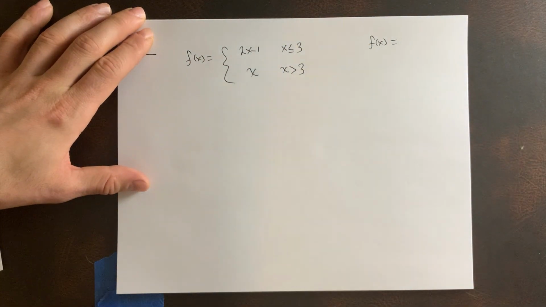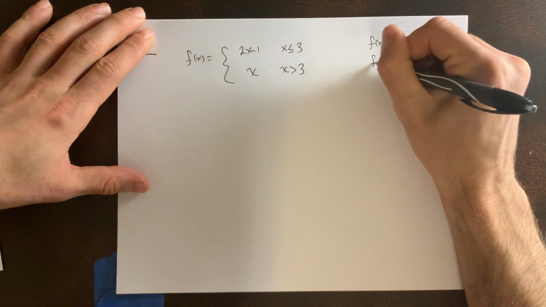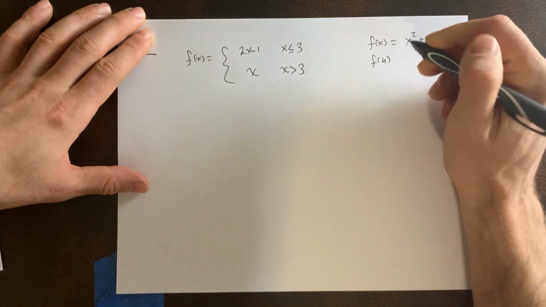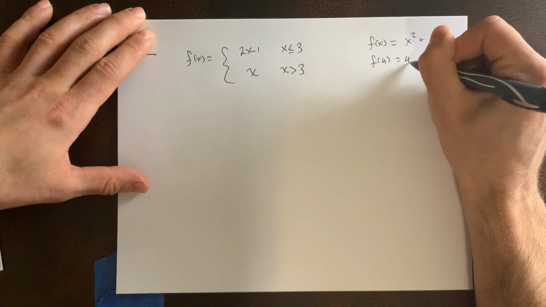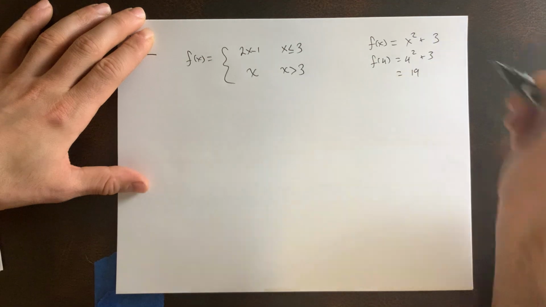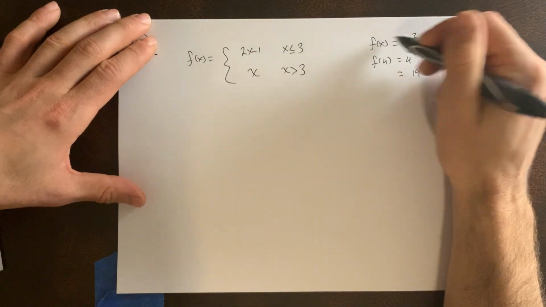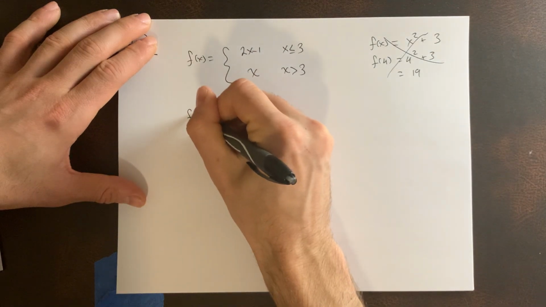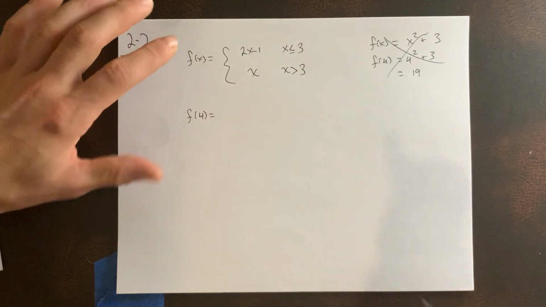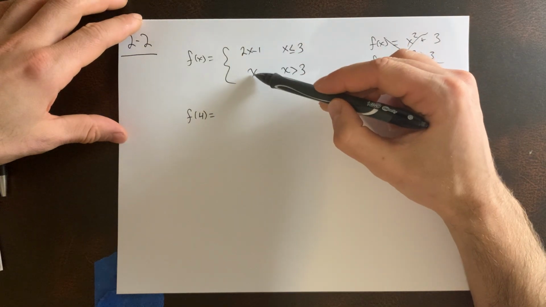In a previous video, we might have seen a function like x squared plus 3. When plugging in a number, say 4, all we do is plug in 4 for x. So you have 4 squared plus 3, that's 16 plus 3, which is 19. But say we want to do it for this problem. We're plugging in 4, but there are two equations to choose from. We can either plug it into this one or into this one.